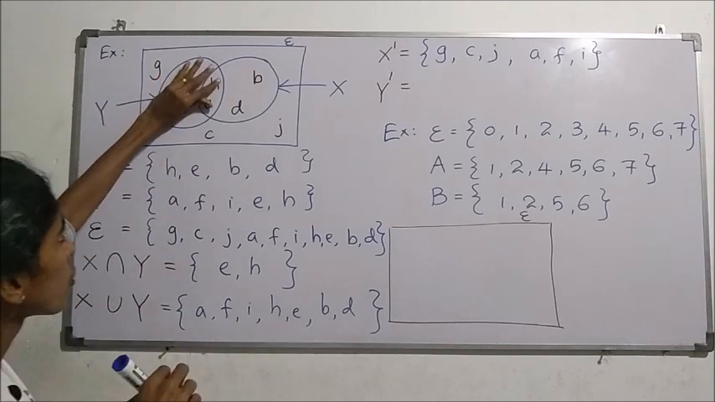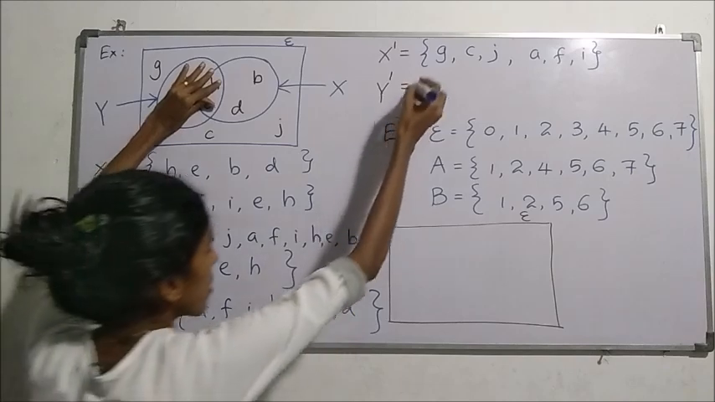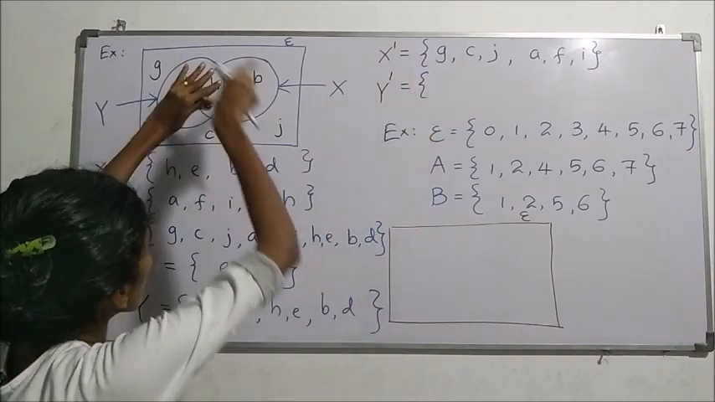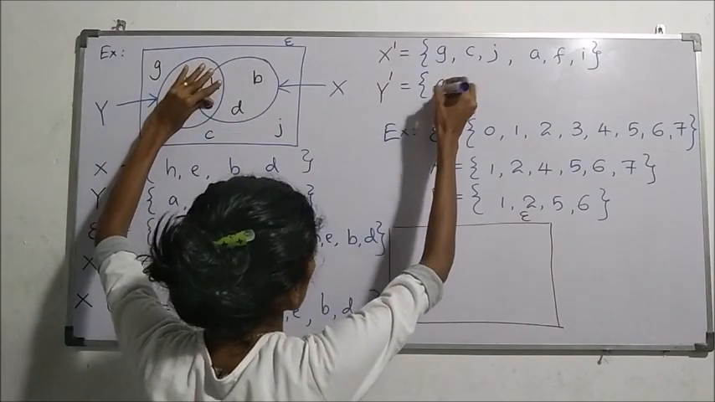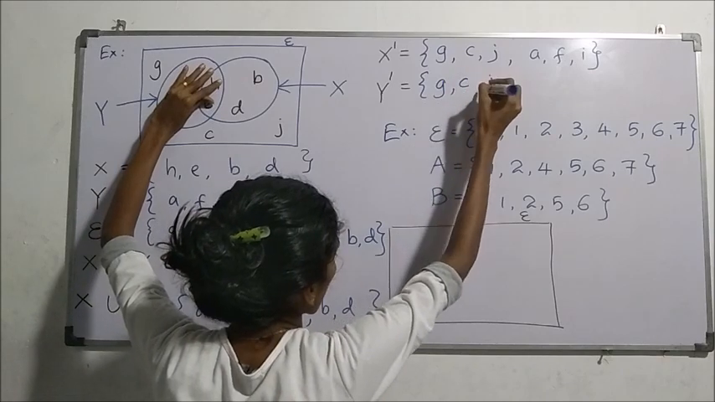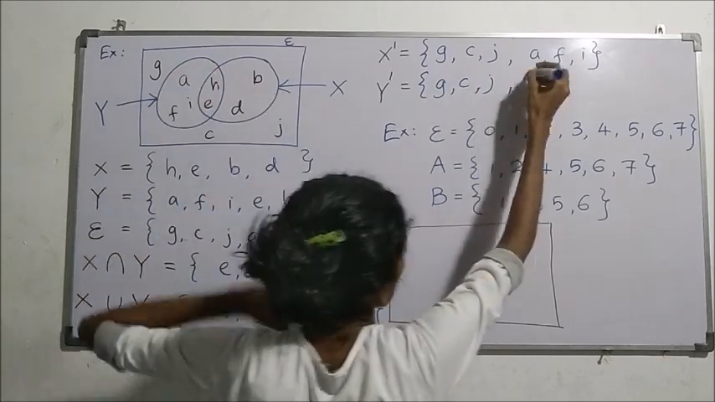Y dash means not Y, complement of Y. Cover set Y. All the other letters can be written. Again G, C, J. Next B and D.